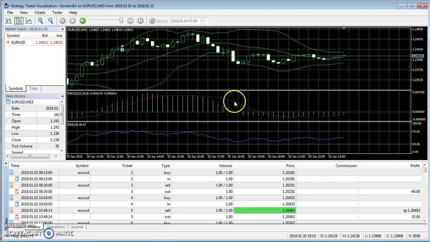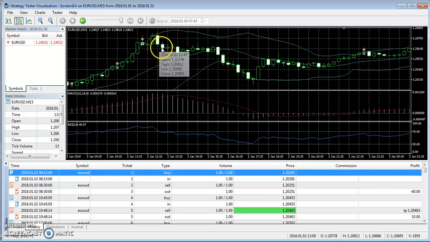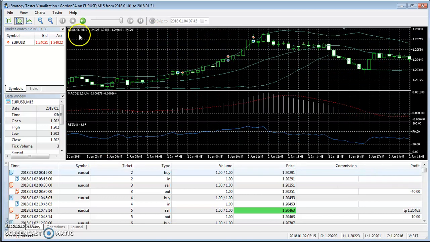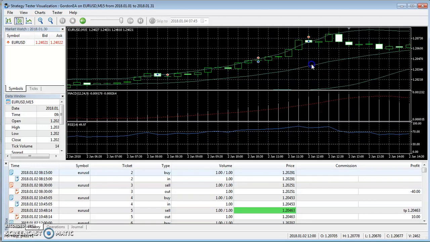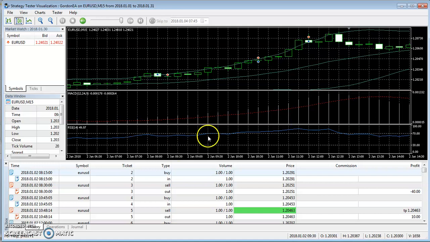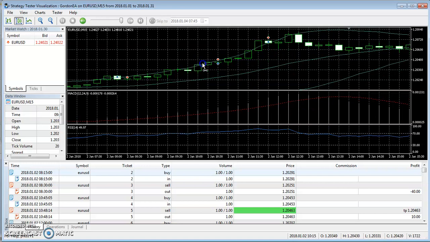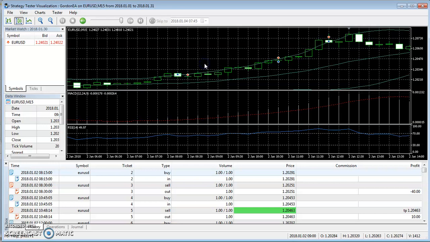So let me do a quick review on the strategy. As you can see, the Bollinger Bands are implemented. The upper, base, lower. The MACD is implemented as well, and the RSI. All three are being implemented when running the strategy tester. That's the first good sign. The second good sign is the entry point.